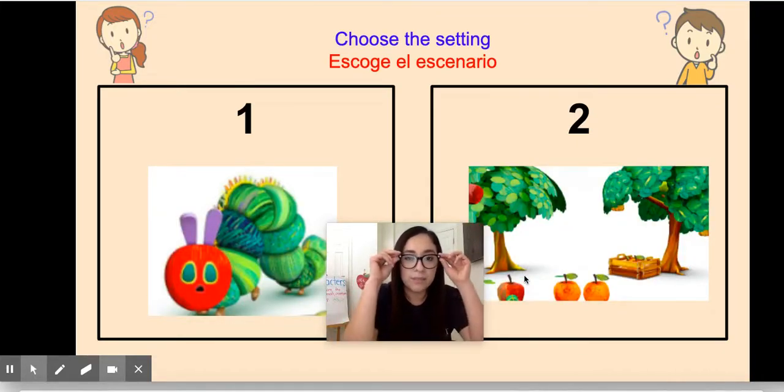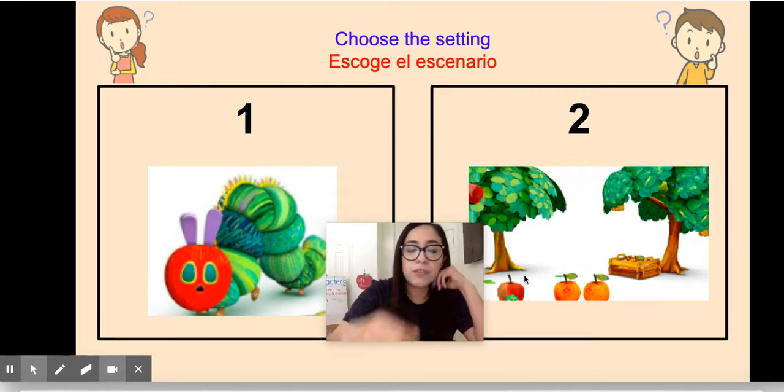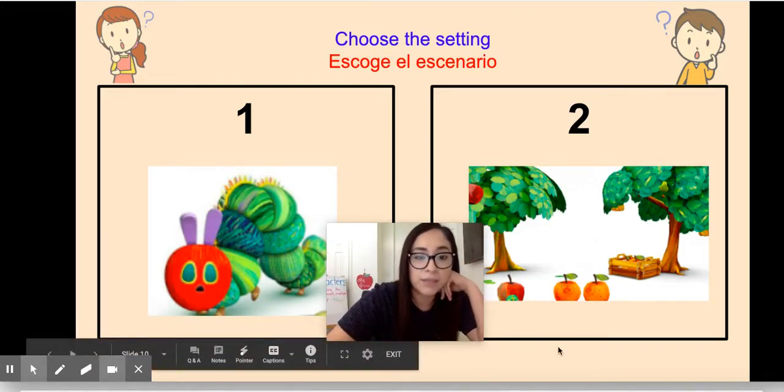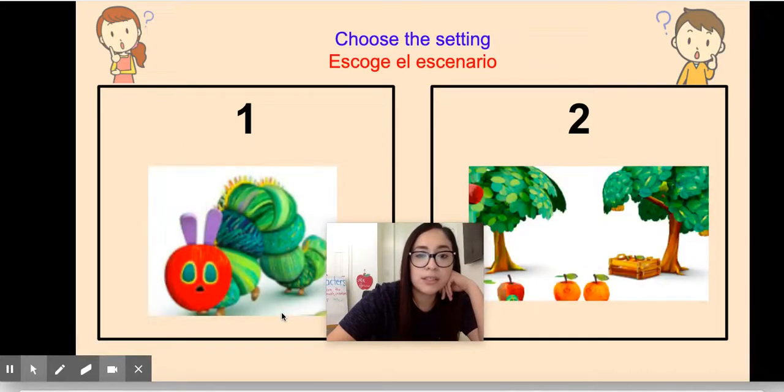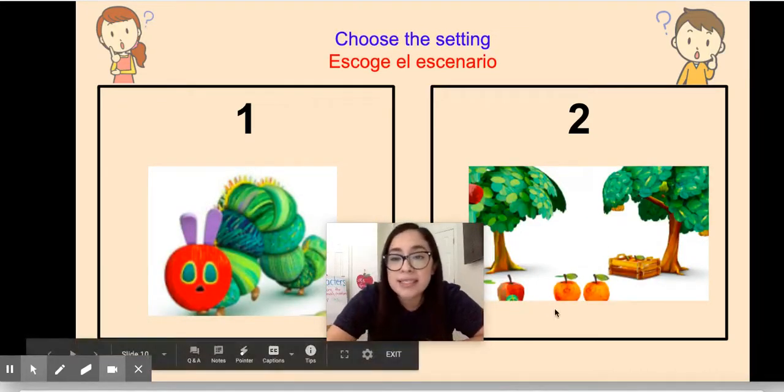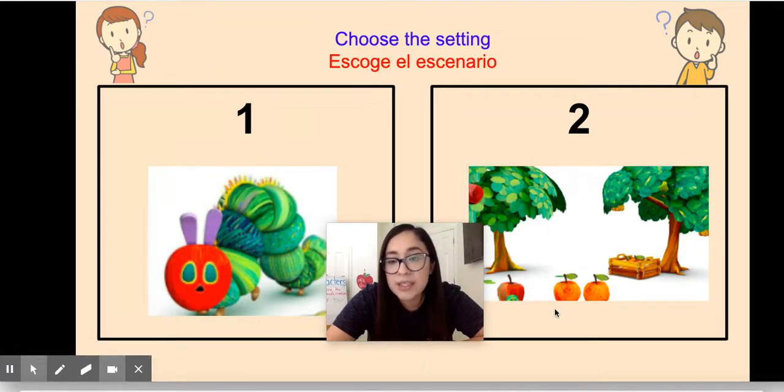Okay, so look at picture one, picture two. The first one I see the caterpillar. The second picture, there we go. The second picture I see trees. I see fruit. So I know that's outside. Which one is the setting? The caterpillar is the character. Picture number two is the setting. That is the place of the story.